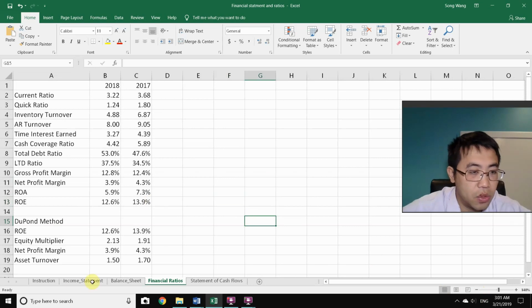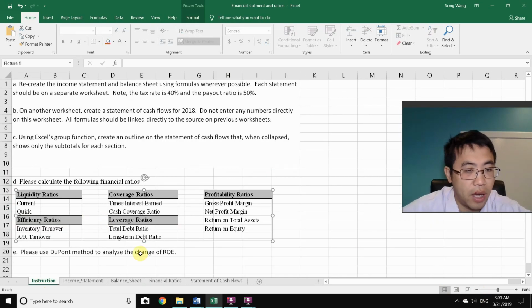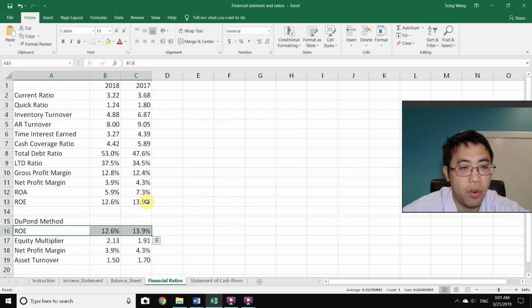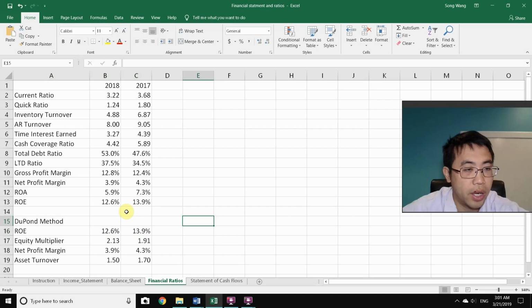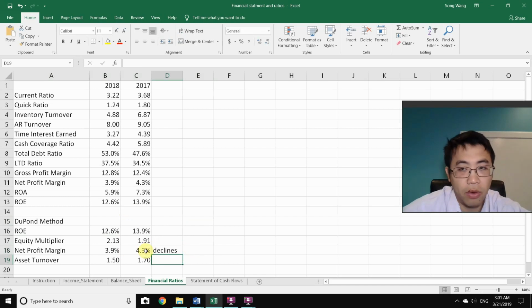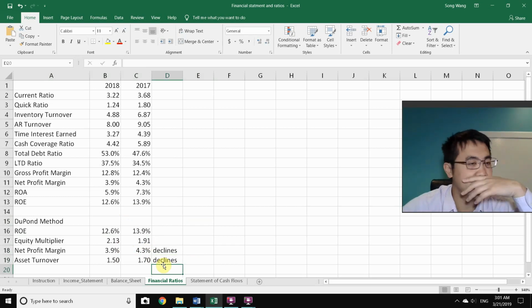And what do we do about this DuPont method? I need to analyze the change of ROE. Well, what happened to my ROE here is it decreased. Do you see? No matter you look at this row or this row, my return on equity decreased from 13.9% to 12.6%. All right, and where did that come from? Well, you see that my net profit margin actually declines. So from 4.3 to 3.9, my profitability actually decreases. That's bad. And also my assets turnover declines, right? That's also bad. I have less efficiency in terms of managing my assets of generating revenue.